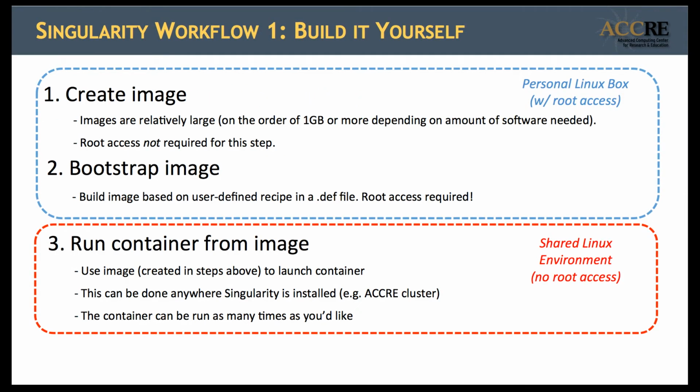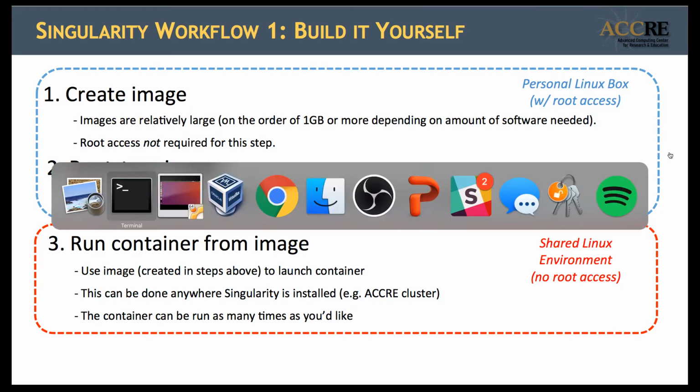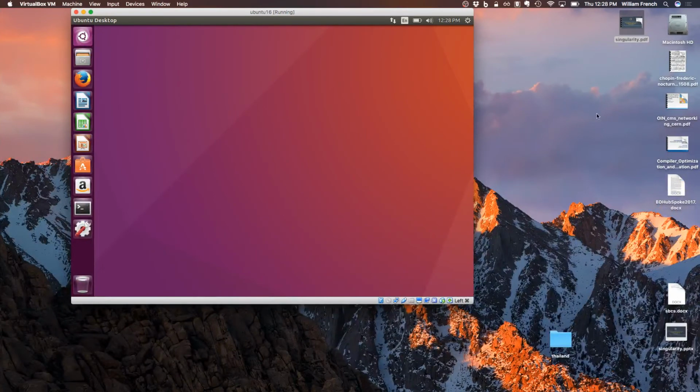So let's focus on this first workflow first. This is the build-it-yourself approach. Here you need 2 separate environments. As denoted with this dashed blue box, you have your personal Linux box where you have root access. The first step is to install Singularity onto that virtual machine, or if you're lucky enough to have a desktop in your lab where you have root access, that works too.